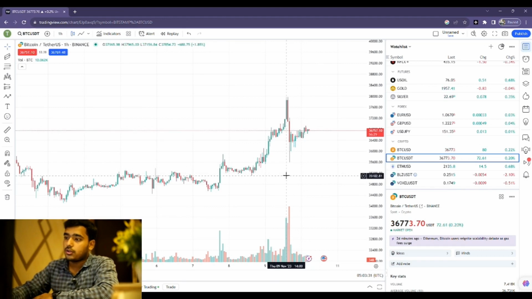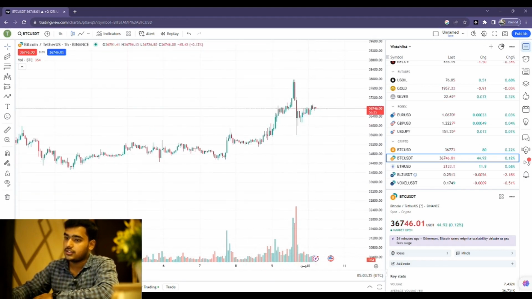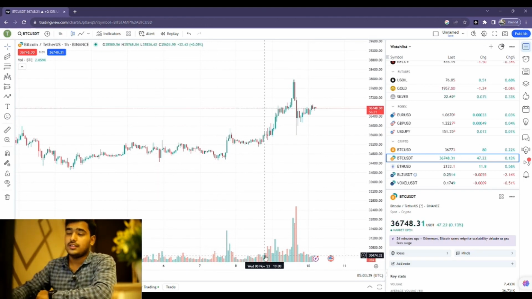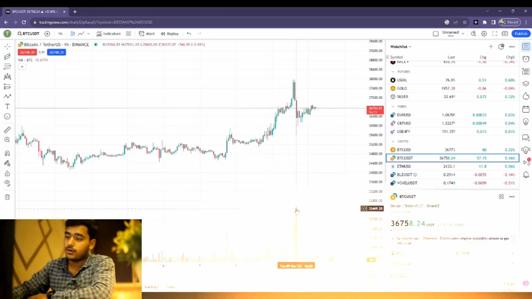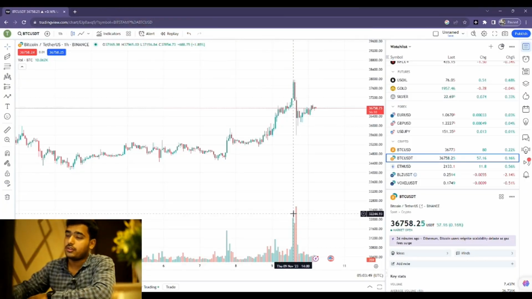And on the chart, as you can see, we have tons of candles, green candles and red candles. These candles basically show the volume, so you can see what the volume in the market was at that particular time frame or at that particular candle.